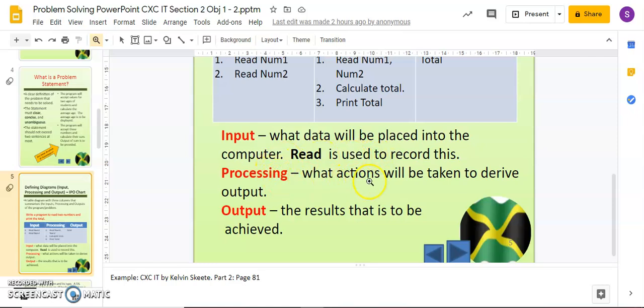Processing: what actions will be taken to derive the output? In processing, there must be some form of action being done, like calculating, displaying, etc. As you can see in our example here, the output is the result that is to be achieved after you have input something in and it is processed, then you will get your output.